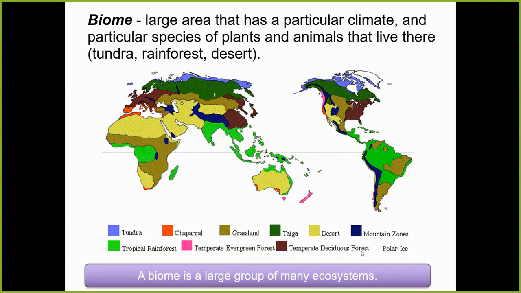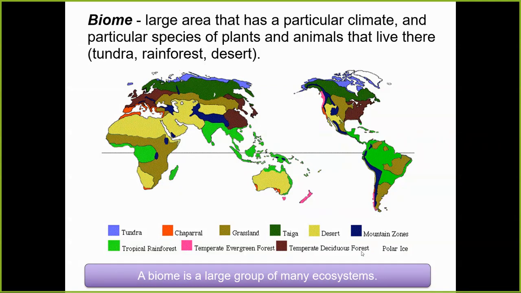Now these biomes are defined by climate. Okay, so climate is your weather patterns, what kind of weather patterns you've had over the last 20 or so years. They are defined by specific species of plants and animals that live there that have adaptations for living there.